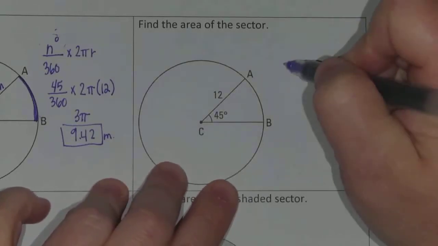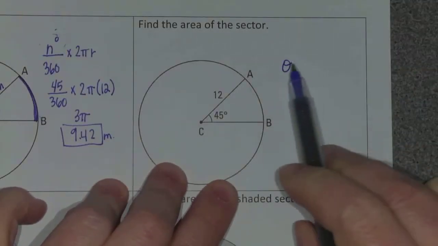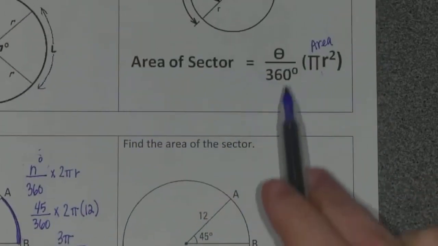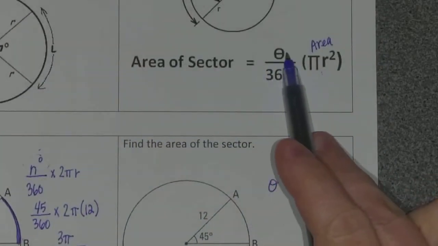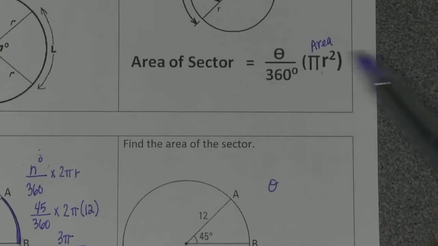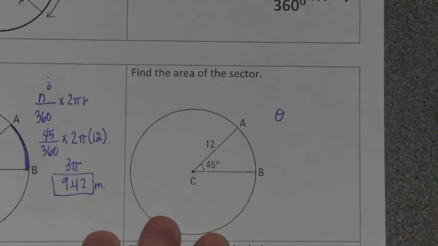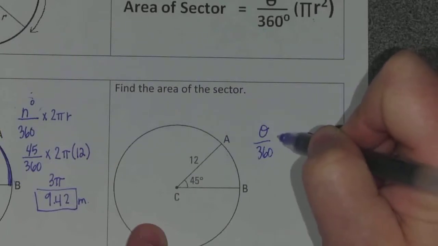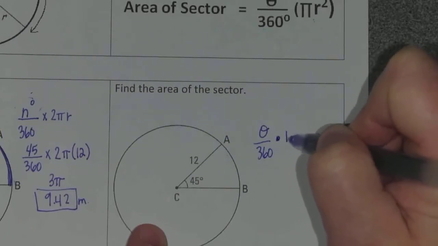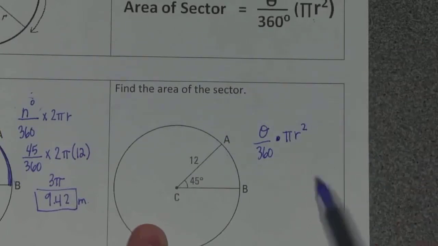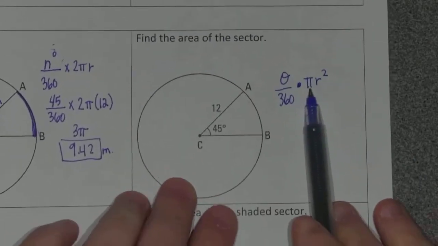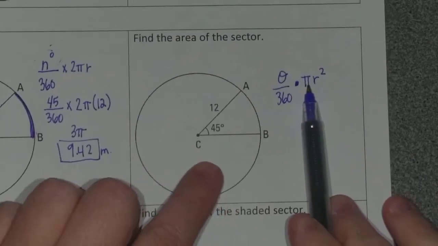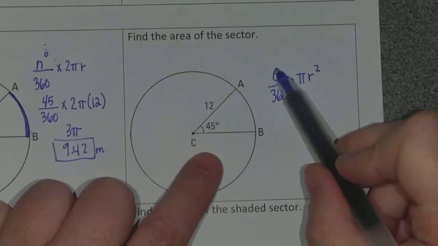So this time the formula says take the angle, and this little symbol right here is called theta. It's just a letter, a Greek alphabet letter that we use to say angle. So we have the angle over 360, and this time we're going to times it by pi r squared, because pi r squared is the area of a circle formula. So what's my angle measure?